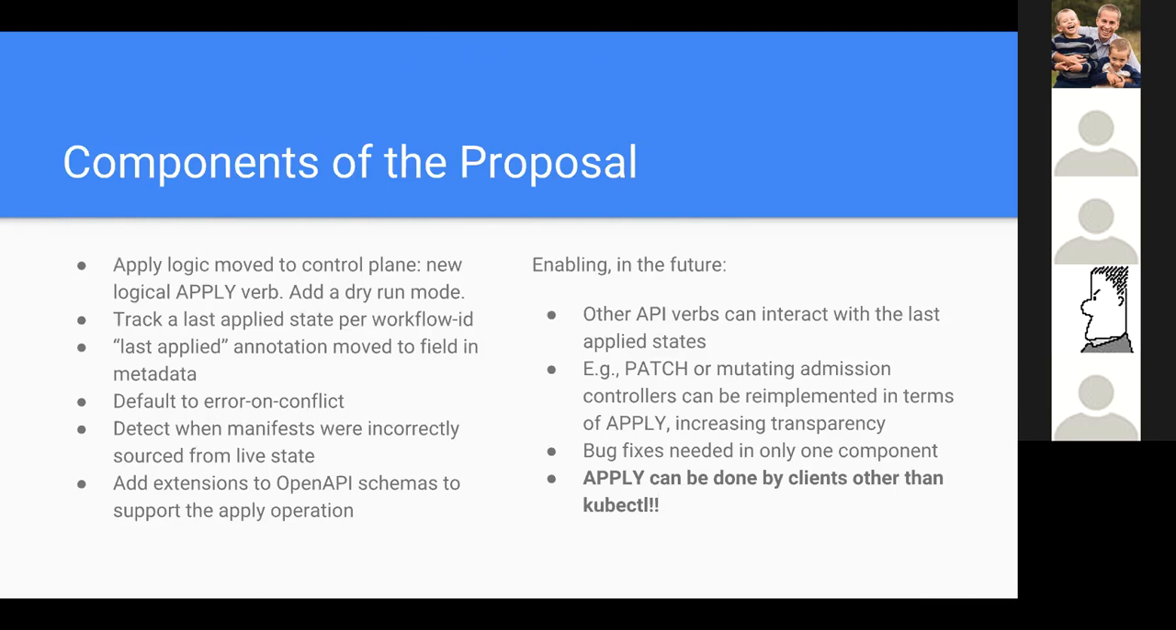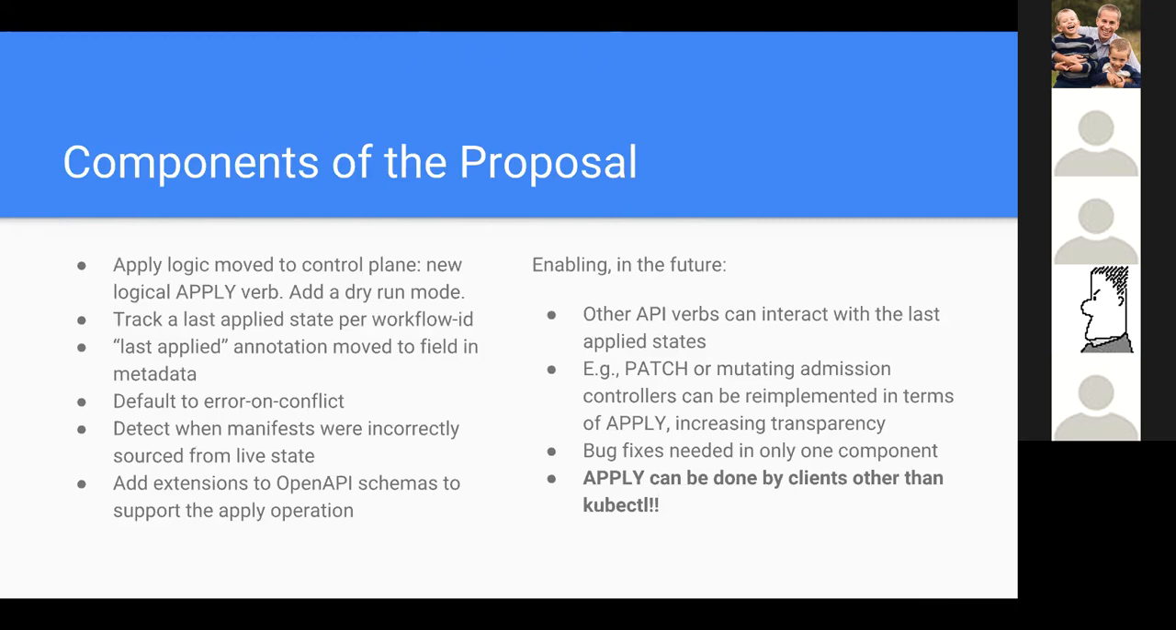We're going to default to giving users errors if they try to conflict, if they try to overwrite a field that some other system is managing when they use apply. Today, it will just clobber your object, and maybe you'll get a warning. Maybe you won't even get that.